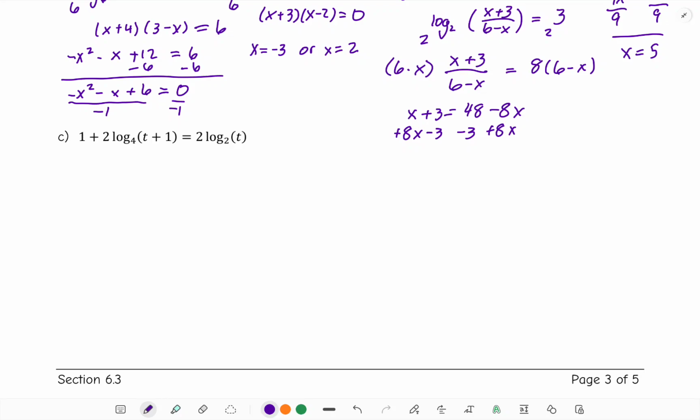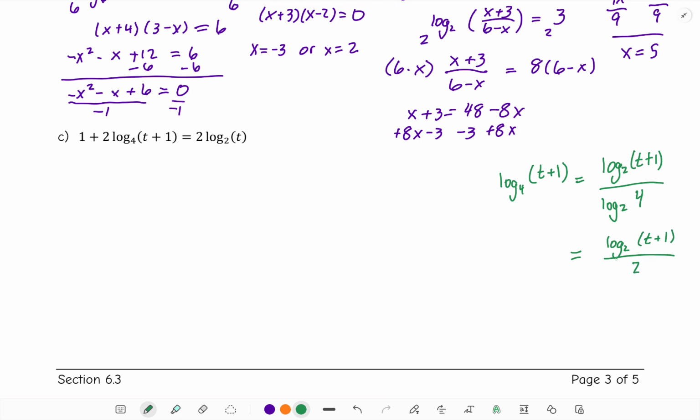This one is tricky because they don't have the same base to start with. But if you remember, and I'll do this off to the right-hand side over here, log base 4 of t plus 1, I can rewrite that as log base 2 of t plus 1 divided by log base 2 of 4 using our change of base formula. So then this is log base 2 of t plus 1 divided by, well, log base 2 of 4. 2 to what power is 4?